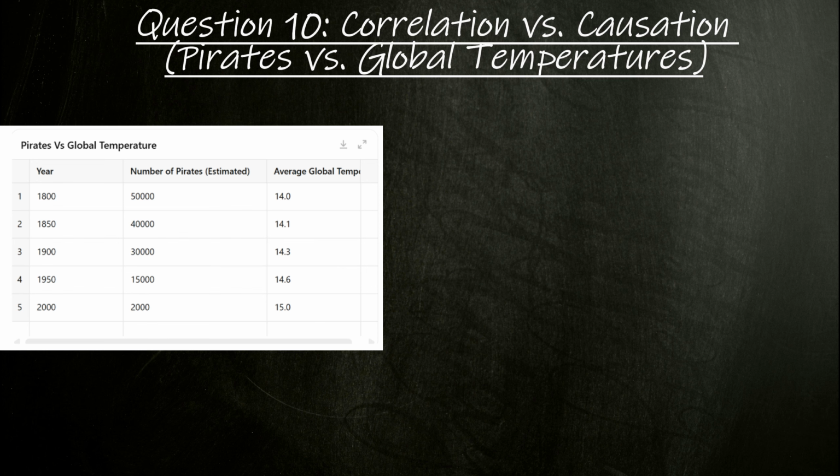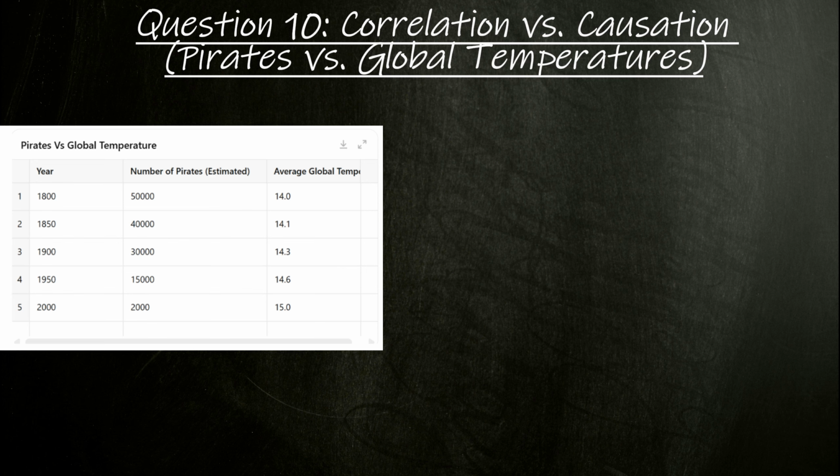Looking down this column, we see that in 1800, the temperature was 14.0 degrees Celsius, but by 2000, it had risen to 15.0 degrees Celsius. This means that while the number of pirates was decreasing, the Earth's temperature was increasing.